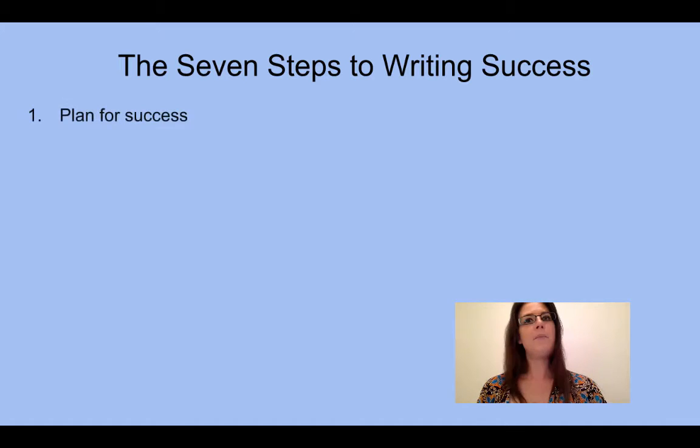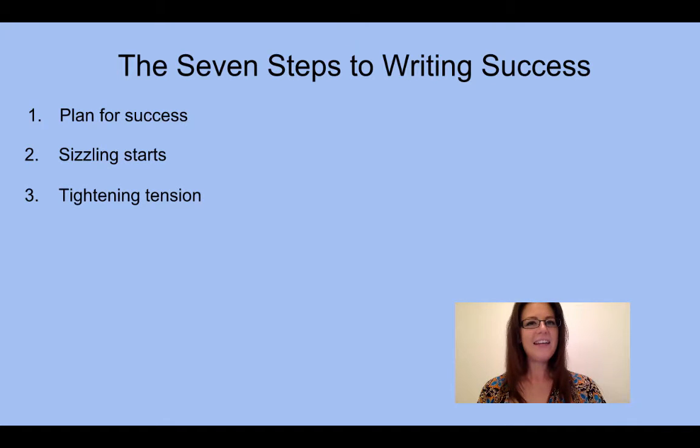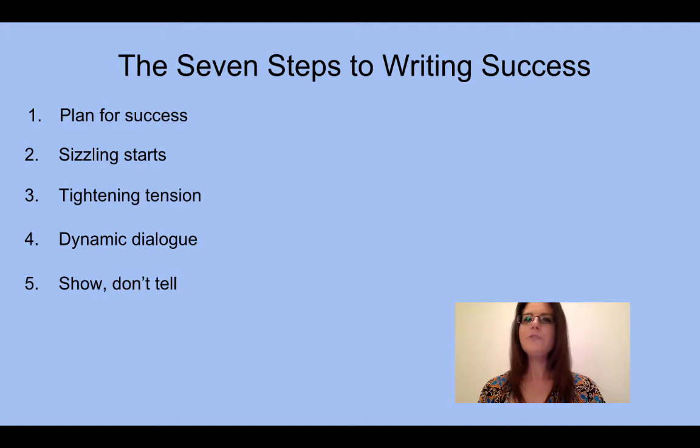So we have number 1, we are going to plan for success. Planning is so important when we are creating a text. Sizzling starts, these ones are my favourite and I hope you enjoy them too. They're lots of fun to put into our texts. Tightening tension. The 4th is dynamic dialogue. Number 5, show, don't tell.